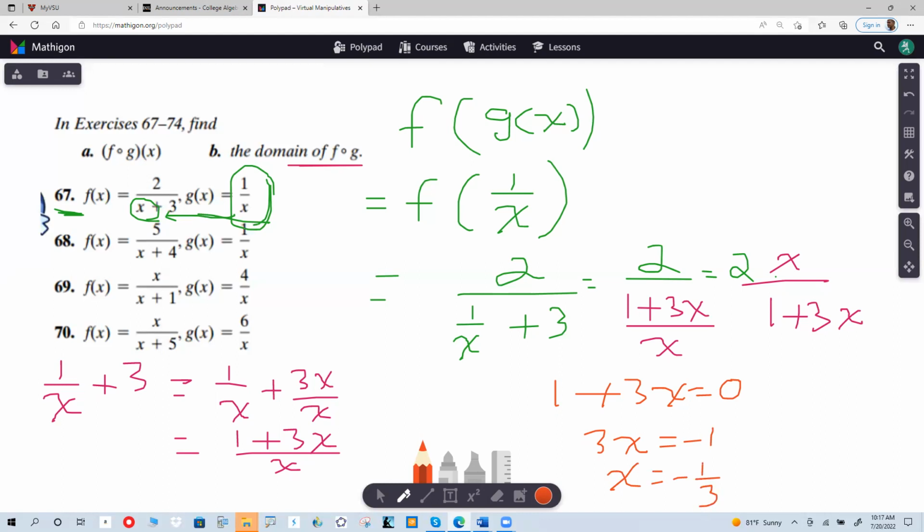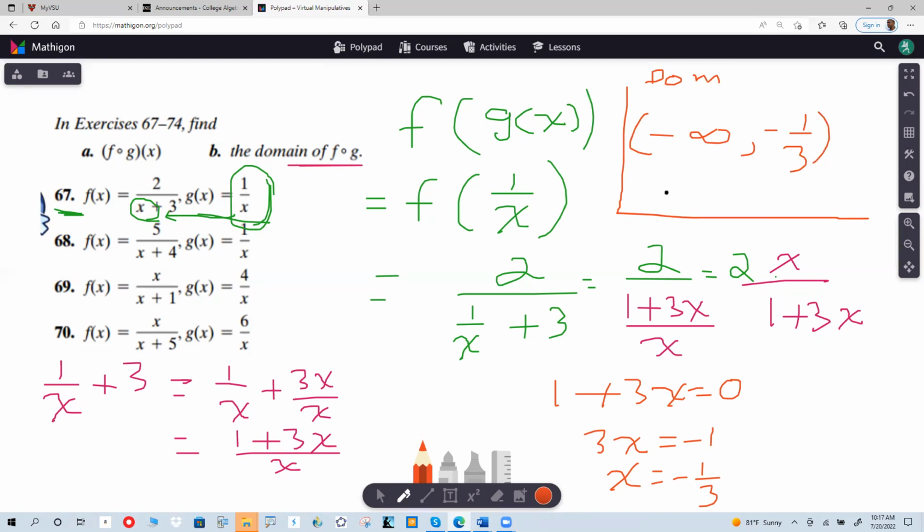So x is -1/3 is the bad guy. I don't want it in my domain. So what's my domain? Do it right here. My domain is everything from -infinity, comma, -1/3.